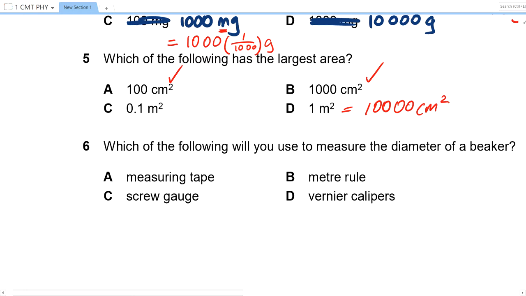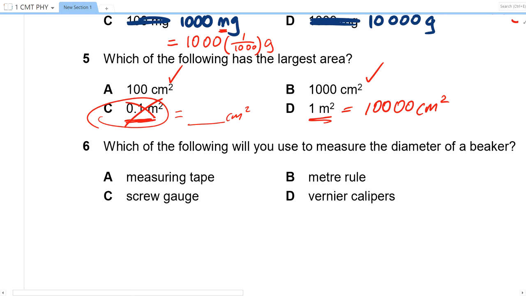Okay, and I want the largest area. Do I need to consider C? Should I go and find out how much this is? No need lah, because I know that 1 square meter confirm bigger than 0.1 square meters, right? I will eliminate this. If you like, you can convert, up to you.